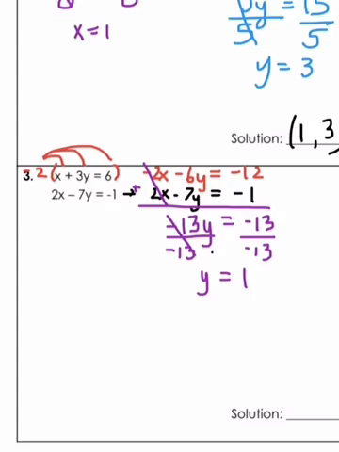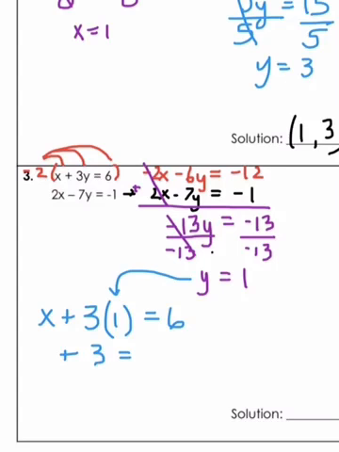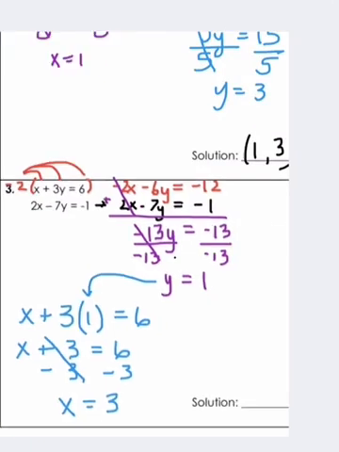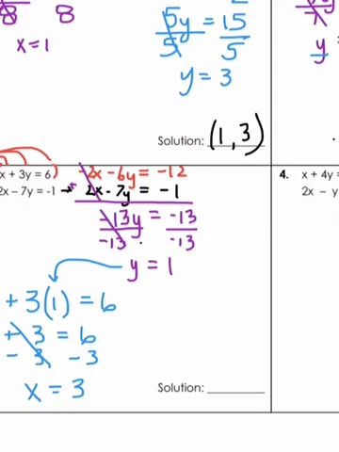Then we're going to take that and plug it back in to either of the equations. I typically like to just pick the top one. So x plus 3, and so we're going to plug the 1 in for the y value beside the 3, and solve for x. Okay, so the solution is going to be your x value, which is 3, and your y value, which is 1.